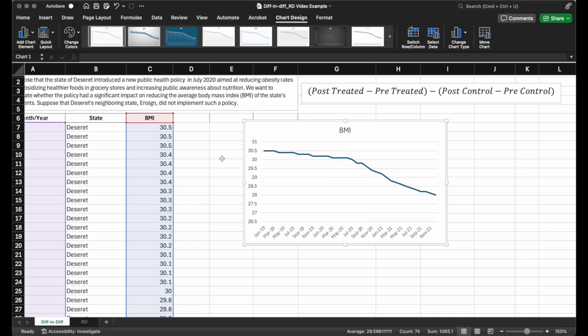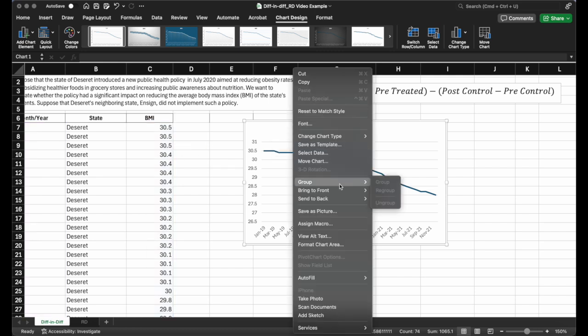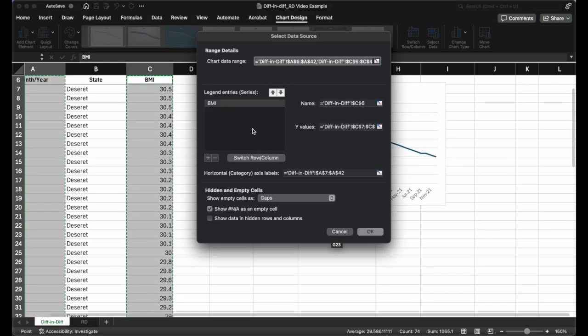Now, we don't just want to graph Deseret, we also want to graph Ensign, which is our control group. So what we're going to do is right click and select data. And I'm going to add a new series here.